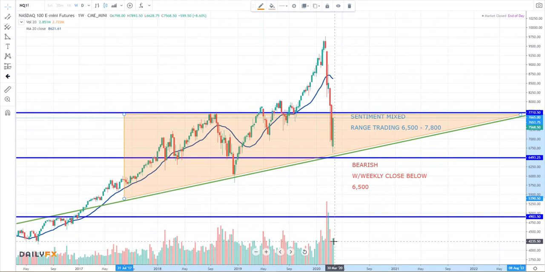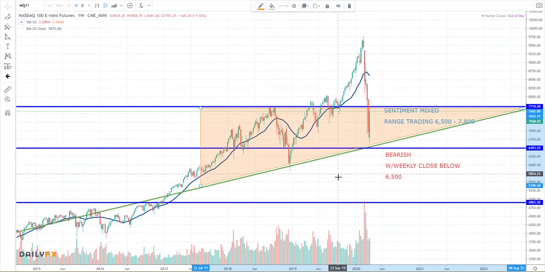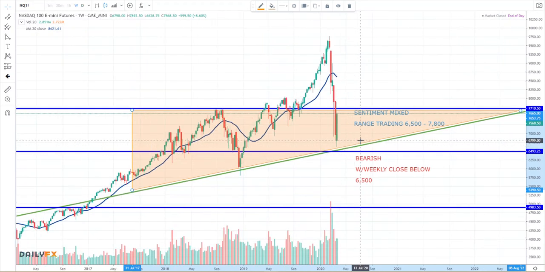Fair amount of buying going on, not as big as the sell-off a couple weeks ago. So we really want to see support build in this range. If we see a bearish close below 6,500, so next week, or a couple weeks down the road, if we see a bearish sell-off below 6,500, then we'll look for a move down to 4,900. But it has a ways to go.